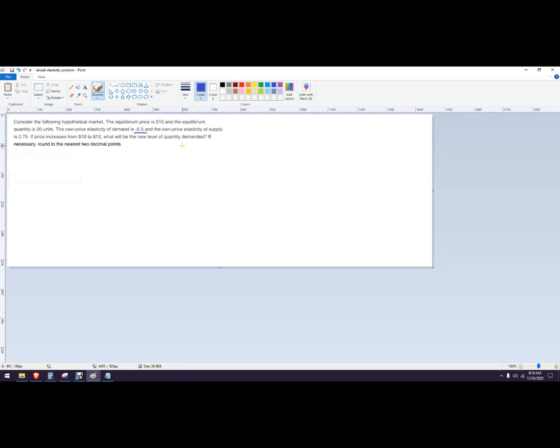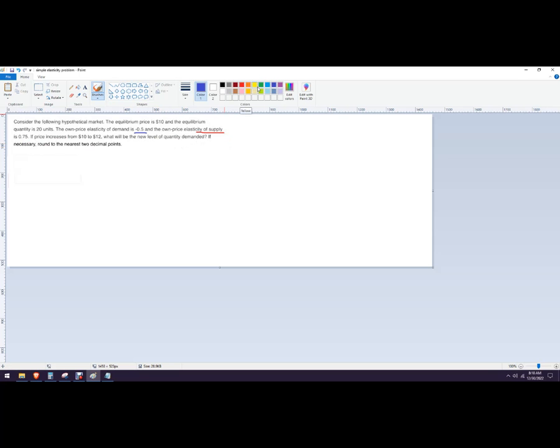Because the question wants to know what the new level of quantity demanded is. So it's giving us price elasticity of supply. I don't need to know that. That's not helpful in this particular problem. If it asked about the change in quantity supplied, then it would be, but I don't need that for this problem.